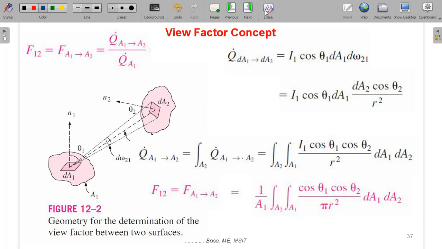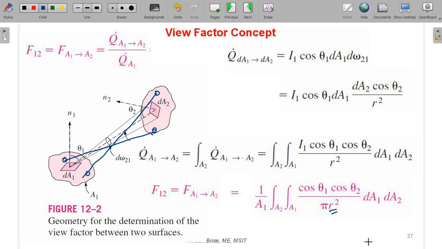Don't you think that this integration is very difficult? Yes, the integration is really very difficult. This r is very much a function of theta 1 and theta 2. You can understand that if you take small areas, these r are going to change continuously. Solid angles are going to change.